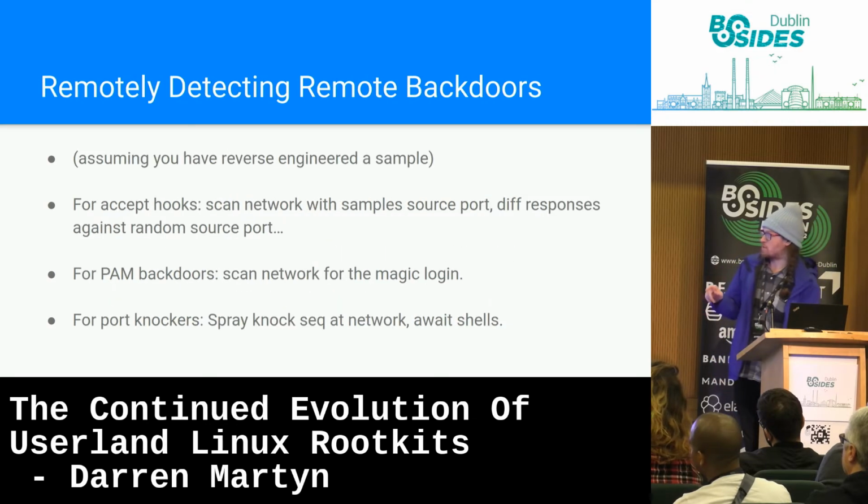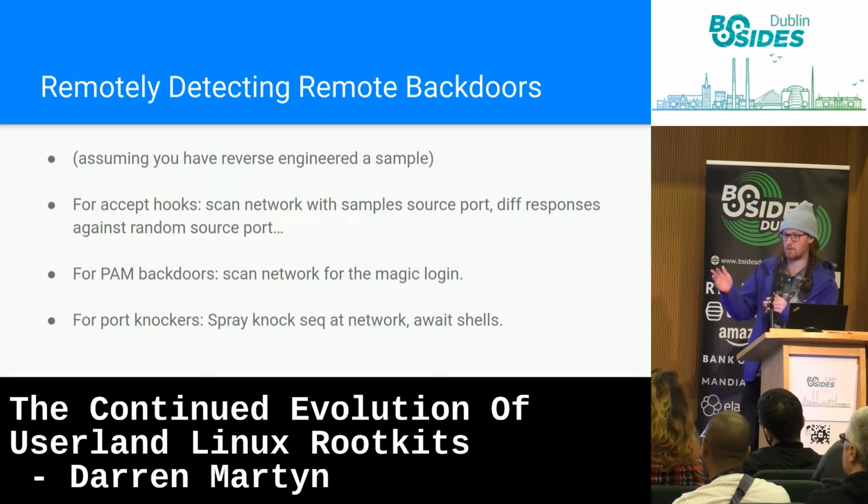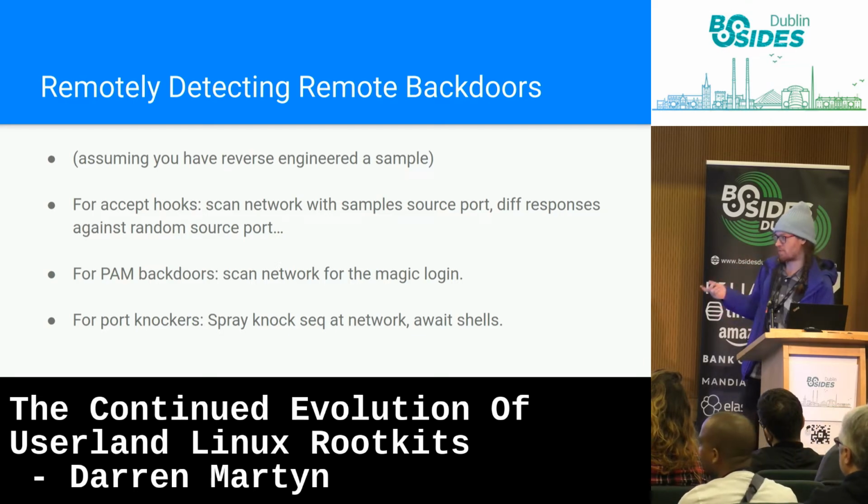So this is where it gets neat, because if you actually take apart the remote access bit, you can do network scanning. If it's the accept hook, you just figure out the source port that the sample's looking for, get masscan, set -g source port number, and scan your network, and then diff the output against a scan with randomized source ports. If you see something weird, it's probably one of these, because you'll get a differential response. For PAM backdoors, if you can figure out the magic login, just sweep your network for it. Same for port knocking ones: just replay the knock sequence across your network, and if you start getting connectbacks, you've got something very, very wrong.